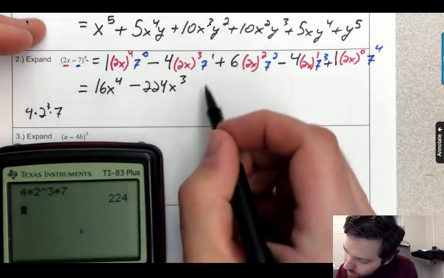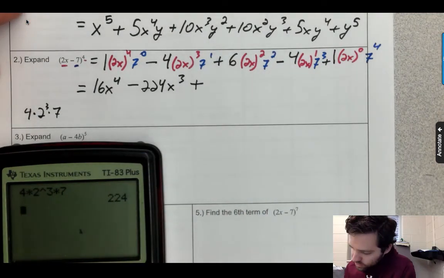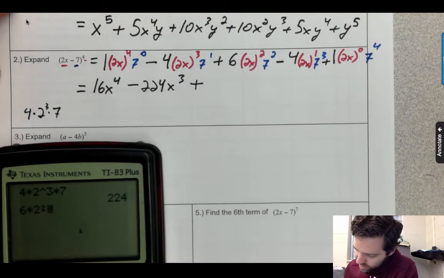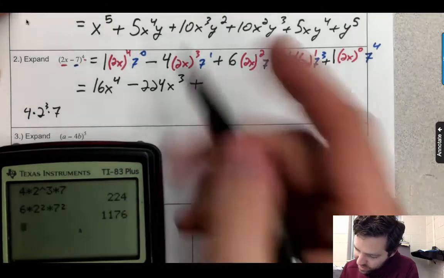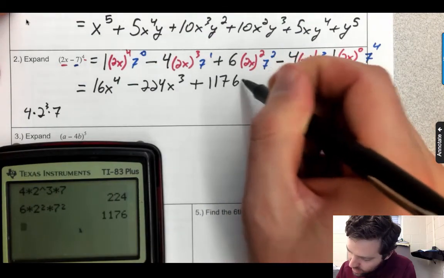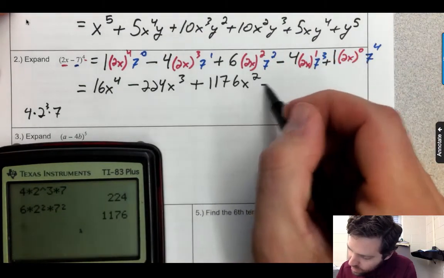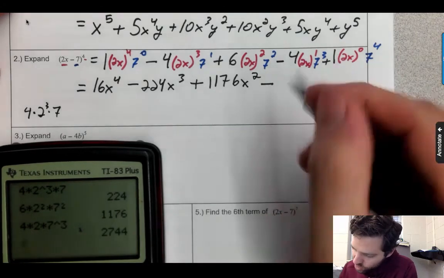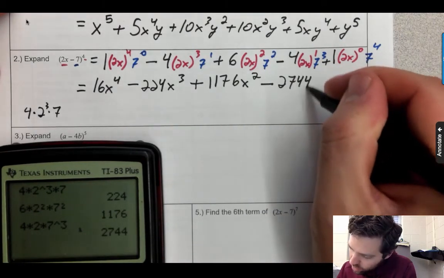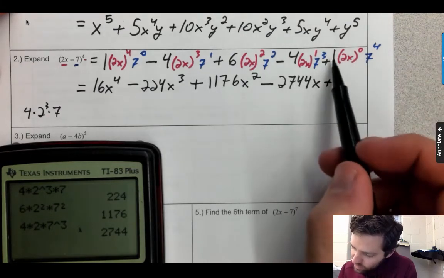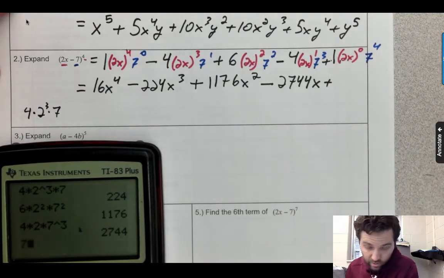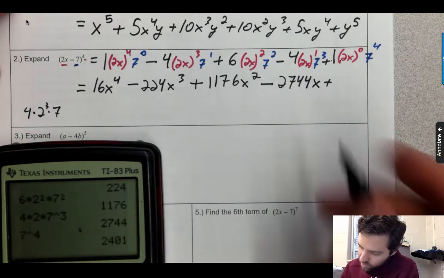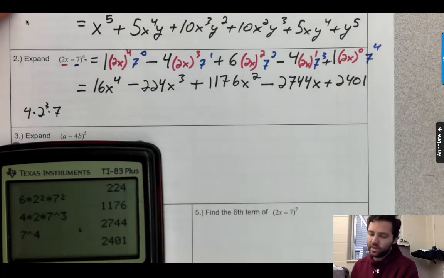224x to the 3rd plus, this will be in my calculator, I'm just going to go 6 times 2 squared times 7 squared. 1176 x to the second power minus 4 times 2 to the 1, so that's just 2, times 7 raised to the third power, that's 2744x plus, and then the last one's going to be 1 times 7 to the fourth. So 7 to the fourth, we've got to figure that out. 2401. Okay, so that's the final version of that.